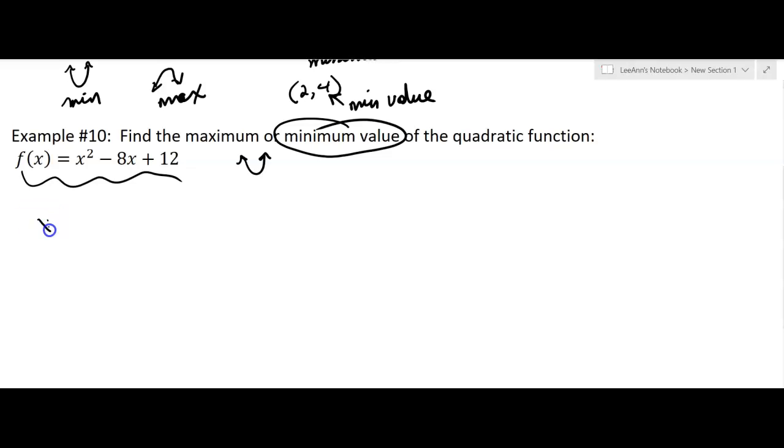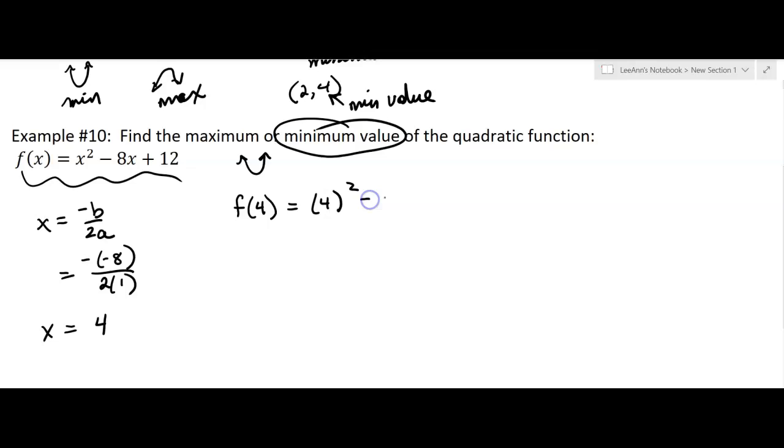Now, to find the minimum value, we have to find the vertex. So we're going to say x is equal to the opposite of b over 2a. So in our case, that's going to be the opposite of -8 over 2 times 1, which is going to be 4. Okay, now that's not the answer. That's the x value. Okay, that's where the minimum is going to occur. But now we have to find f of 4. So we get 4 squared minus 8 times 4 plus 12.